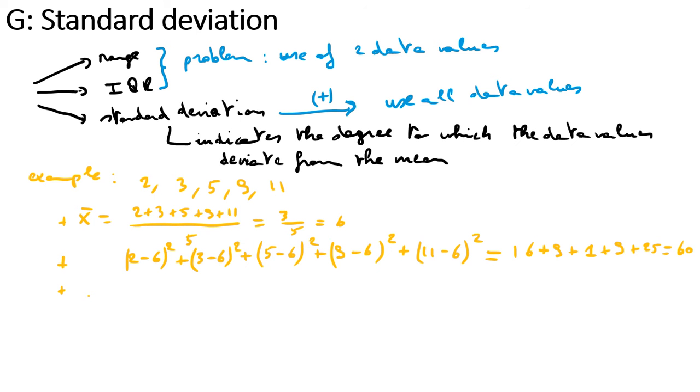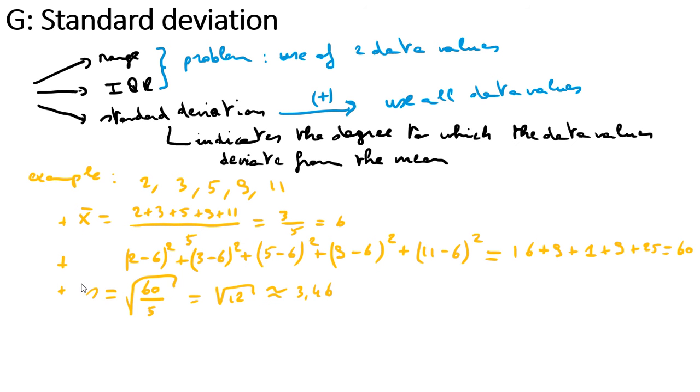To find the standard deviation, we have to do this value that we found, 60, divided by the number of values that we have in our data set, which is 5, and we have to take the square root of this. So that's going to be the square root of 12, which is approximately equal to 3.46 if we round to 3 significant figures.